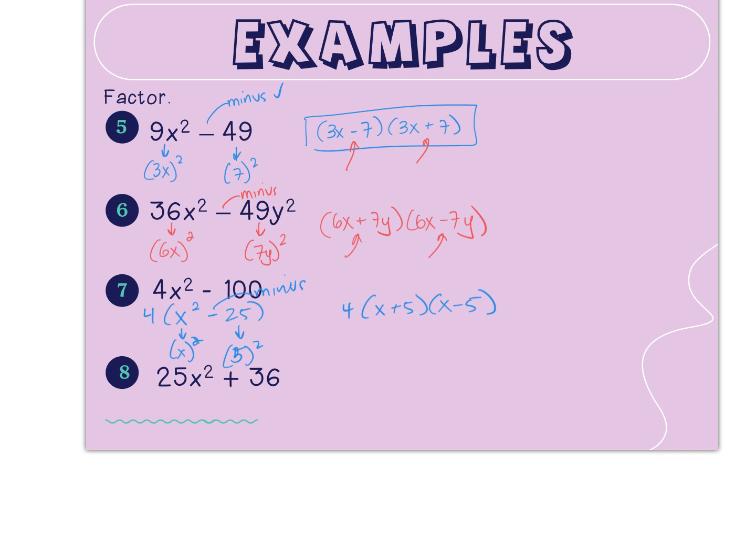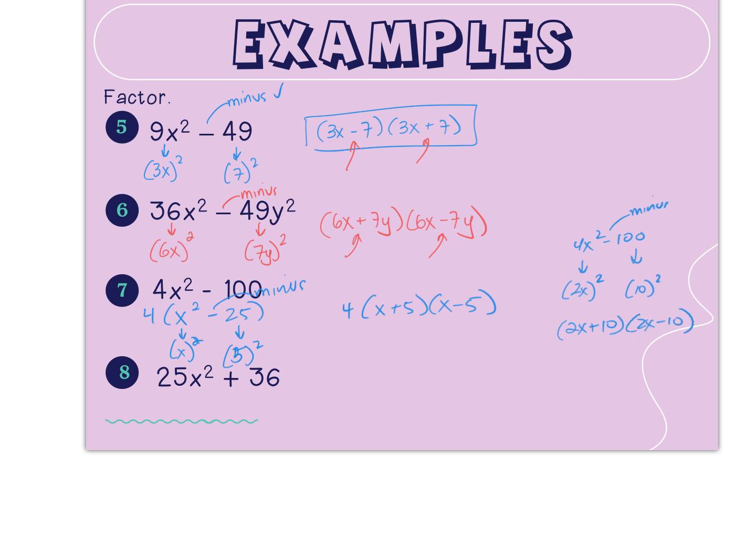Now, you might say, did I really need to pull out a GCF? Well, let's say I had kept it like this. I know that this has a square root. It's 2x squared. This has a square root. It's going to be 10 squared. And this is a minus. So you're like, hey, I could have done 2x plus 10 times 2x minus 10.